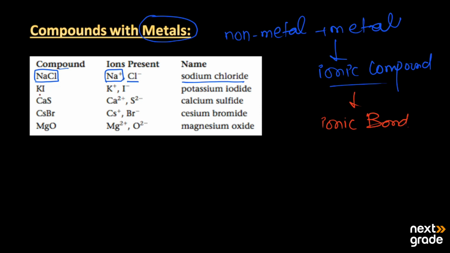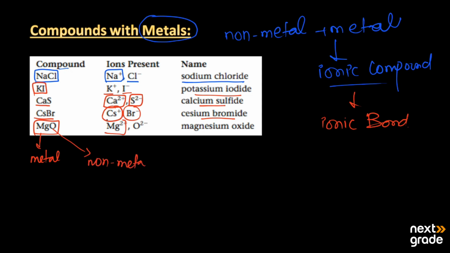The next example is potassium iodide. Its symbol is KI. It consists of two ions, potassium positive and iodide negative. Then we have CaS, called calcium sulfide, consisting of calcium positive and sulfur negative. Then the fourth compound is cesium bromide, CsBr, in which cesium is positive one and bromine is negative one. Then we have magnesium oxide, in which magnesium is the metal and oxygen is the non-metal. Magnesium carries a positive 2 charge and oxygen carries a negative 2 charge.